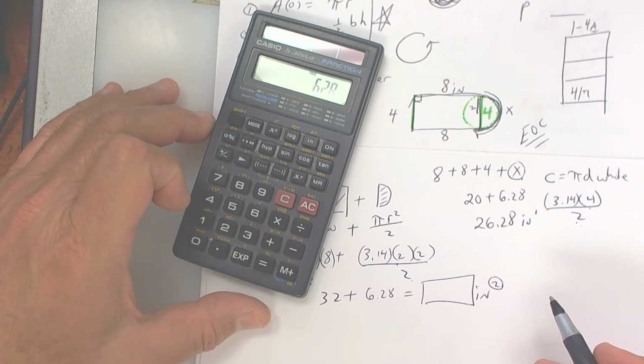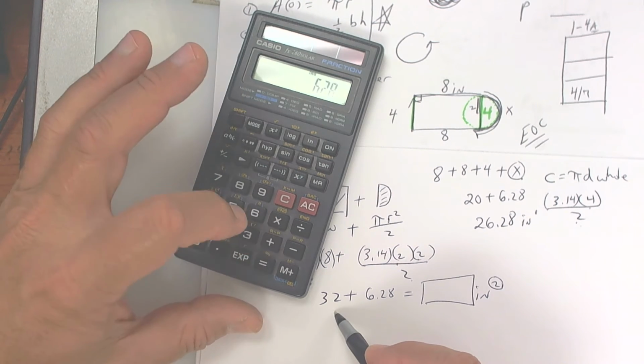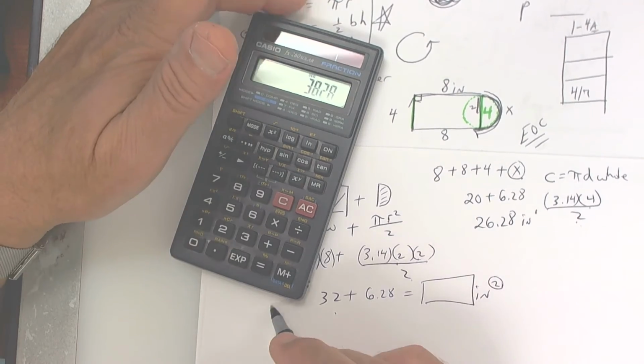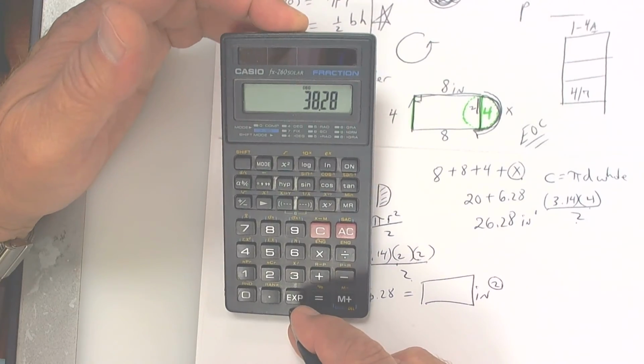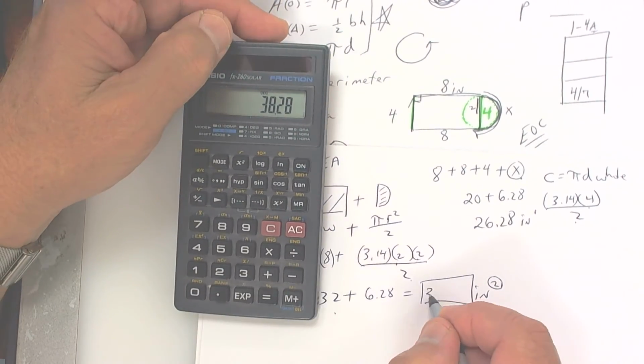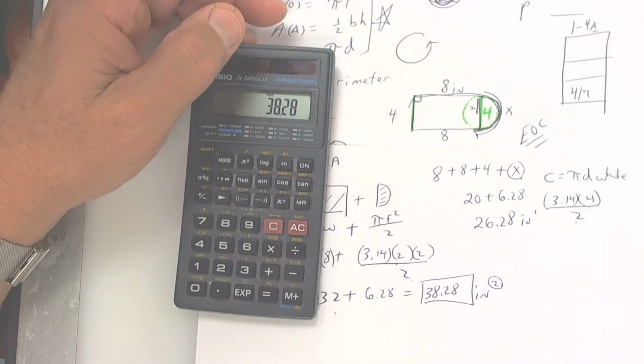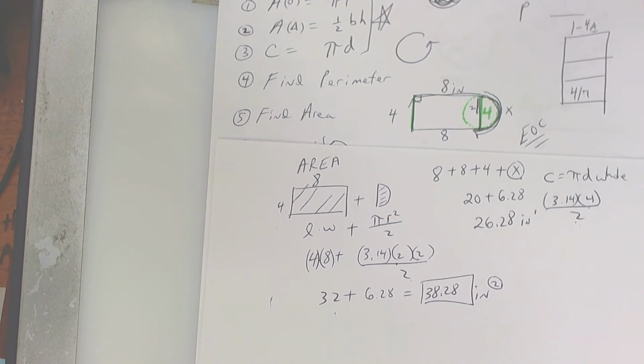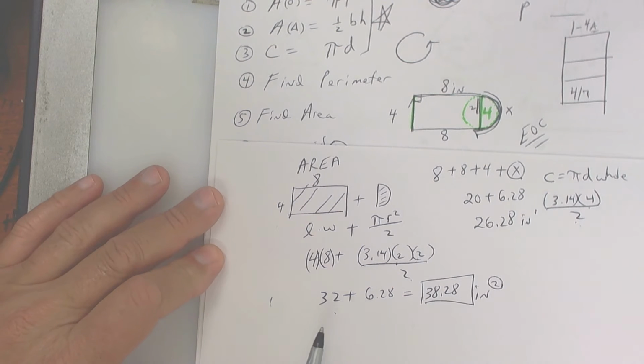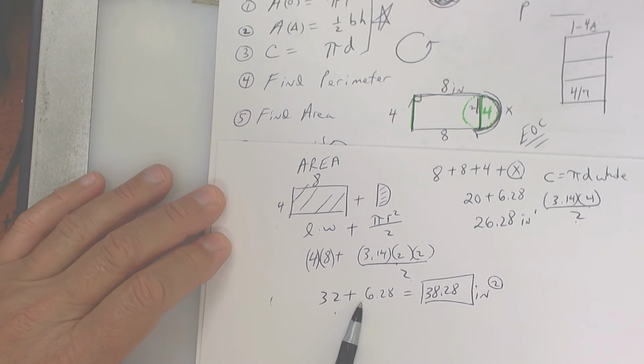Okay, so plus 32, and I get 38.28, and that's my answer. And there it is, and that's how you do that. Any questions on how to do either of these figures? Make sure you memorize this, okay?